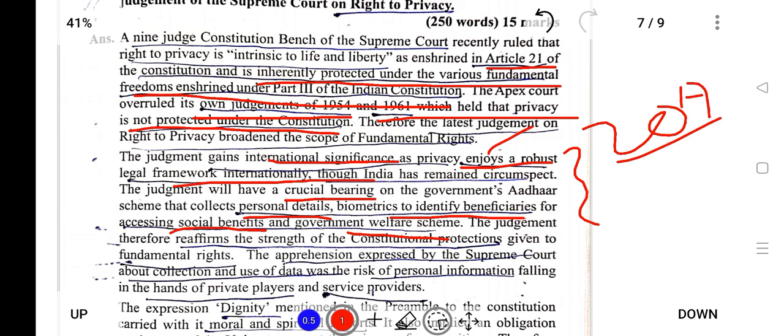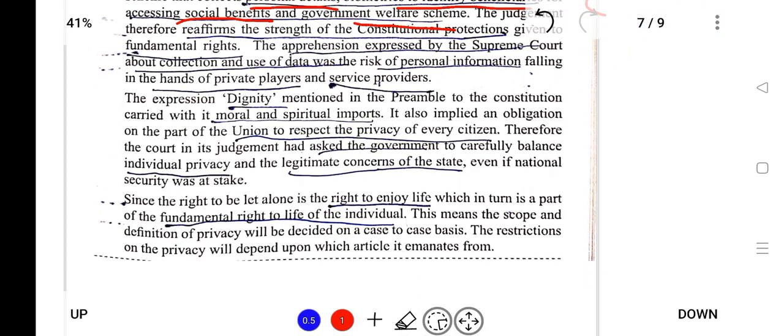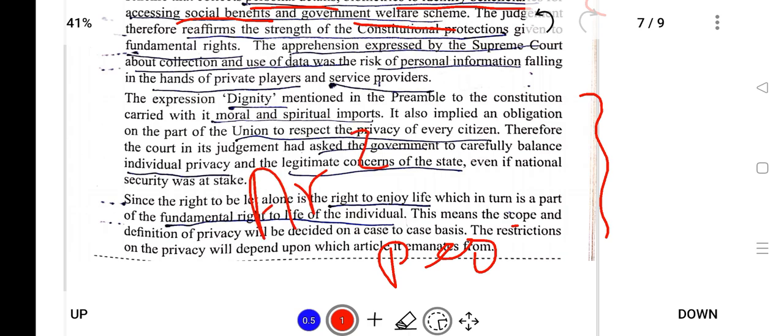And the judgment therefore affirms the strength of constitutional protection given to the fundamental rights. The apprehensions expressed by the Supreme Court were about the collection and use of data, with the risk of personal information falling into the hands of private players and service providers. So the latest case, the Pegasus scandal, was a direct infringement on a person's right to privacy, which was provided in Articles 21 and 19 of the Constitution, 19(1)(a) under the right to freedom of expression.